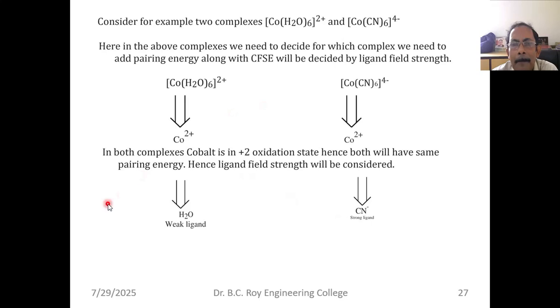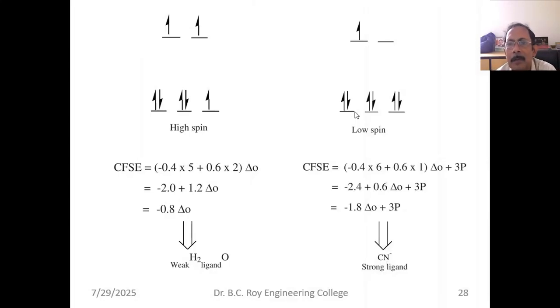So in both complexes, cobalt is in the 2+ oxidation state, with the same pairing energy, and the ligand field strength will be considered. For weak field the pairing energy is not calculated, but for strong field it is calculated. So for high spin the pairing energy is not calculated, and for low spin the pairing energy is calculated. Why? Because in high spin the electrons are not paired up, and in low spin the electrons are paired up. That is the reason.